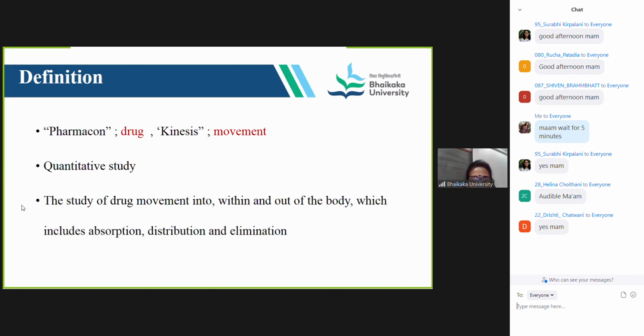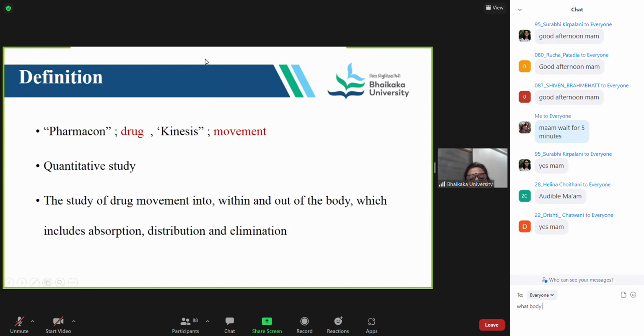Definition. I know that you all know the definition, but when we ask for the definition for 1 mark, then you have to explain it properly. What is the definition of pharmacokinetics? Remember, pharmacon means drug, which we have discussed, and kinesis means movement. Pharmacokinetics is a quantitative study. What is the short definition which you all know? Can anyone write here the definition of pharmacokinetics?